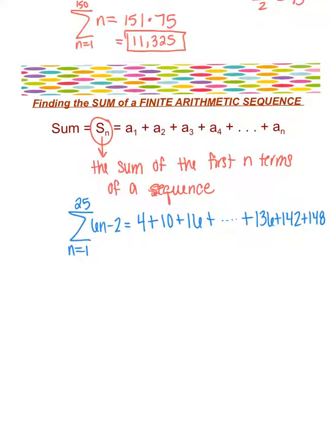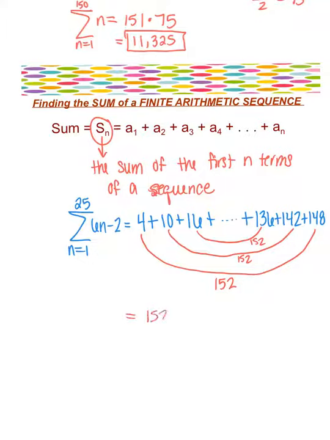So what I'm going to do to find the sum is I'm going to take 4 plus 148, and that's going to give me 152. And then the question is, how many groups of 152 do I have? Notice 10 plus 142 is 152. 16 plus 136 is 152. And I will continue to just get 152s as I pair them off.